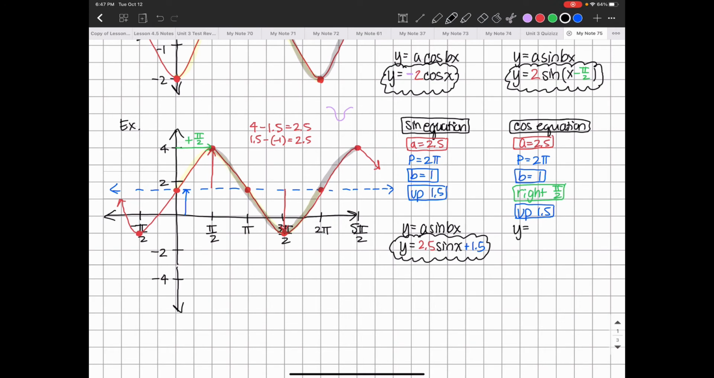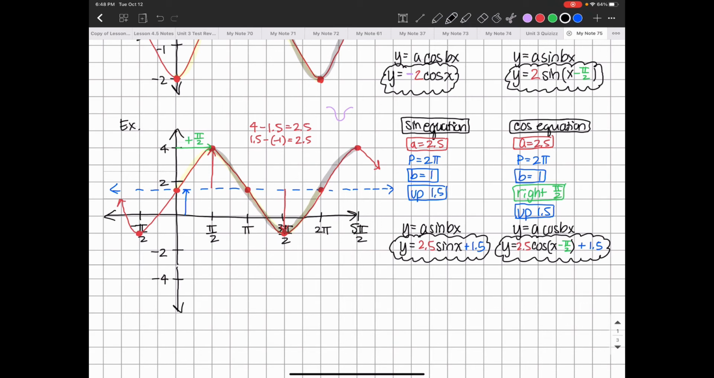So I can start writing my equation. Y is equal to a times cosine bx. And then in this case, my a is 2.5. I have cosine, b is 1, so I don't need to do anything with it. I do have a horizontal shift, so I'm going to put this in parentheses. X to the right, pi over 2 means I'm subtracting pi over 2 inside, from x inside of the function. And then I have on the outside plus 1.5 because I'm moving up 1.5. And this would be my equation for cosine.